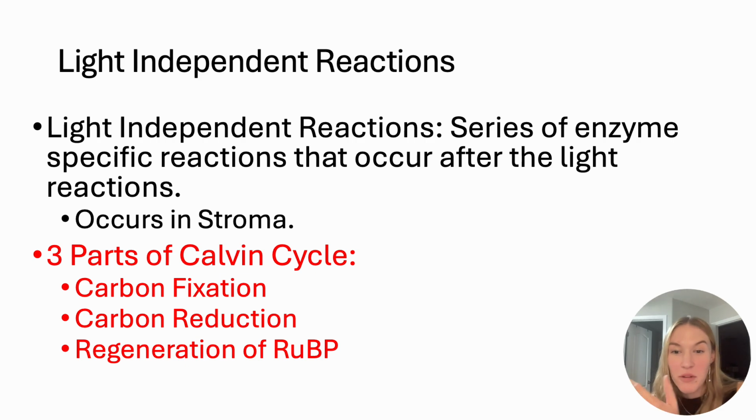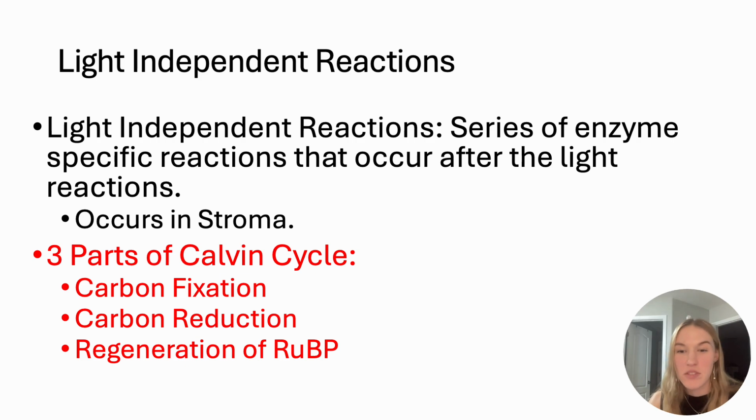Okay, so I want to remind you where we left off. We left off with producing ATP and NADPH. Those are going to become important in this part of photosynthesis. So the light-independent reactions, as the name suggests, is where we don't need light. Light does not need to actually show up at all here for us to be successful in making glucose from the CO2.